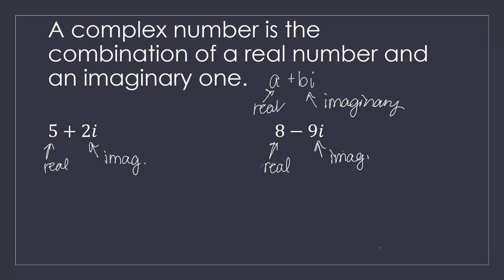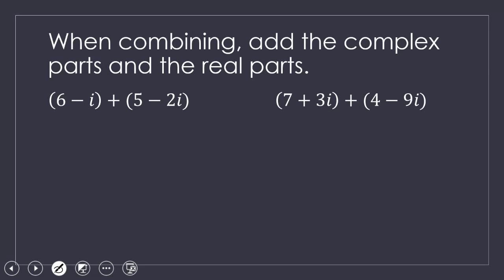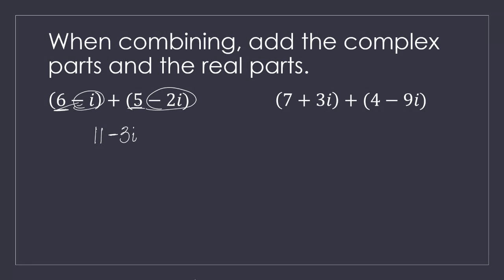We always write the real first, and then we write the imaginary part so that we can perform operations with them. When combining, we want to always add the two parts separately. So the complex part gets added to the complex part, the real part gets added to the real part. So if I'm looking at this first one, 6 and 5 are the real parts. I'm going to add those and get 11. Negative i and negative 2i are the complex parts. I'm going to add those and get negative 3i.